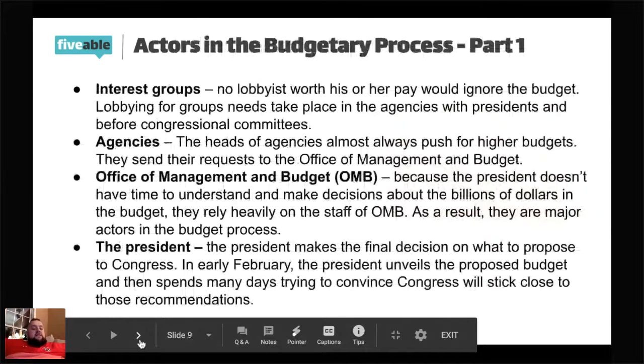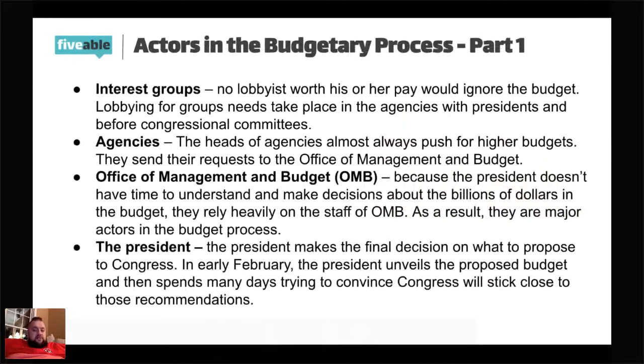So who all is involved in this budgetary process? Okay, there are about 8 different groups that I want to go over. The first are interest groups. Okay, and maybe you've talked about interest groups in your class, but these are just groups of people with similar interests or hobbies. And so examples would be like the National Rifle Association, the National Education Association, the American Association of Retired Persons. Those are all examples of really powerful interest groups.